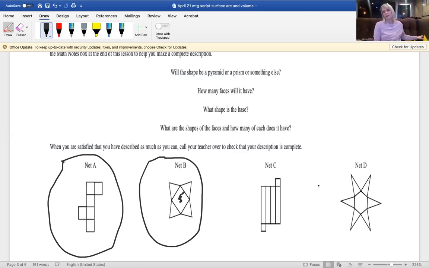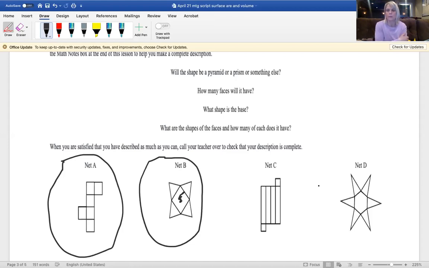How about net C? What would you call that? That should be easy at this point. Done a lot of those. That's the most common one you'll see. Good, rectangular prism is correct. And then finally, net D. See all those triangles coming off of it? Looks like a star. That's a big clue.